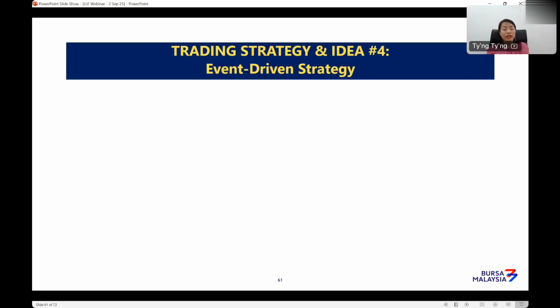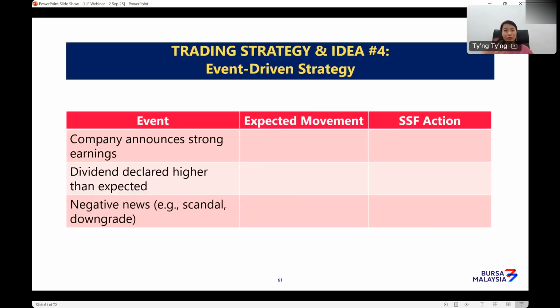And the last trading strategy and idea is your event-driven strategy. You trade based on news and announcements, especially when it comes to short-term market volatility or special events. It helps especially for those sectors that have low correlation to your FBM KLCI, like for example your healthcare sectors and energy sectors, like petchem, petroleum chemical. These are the best.